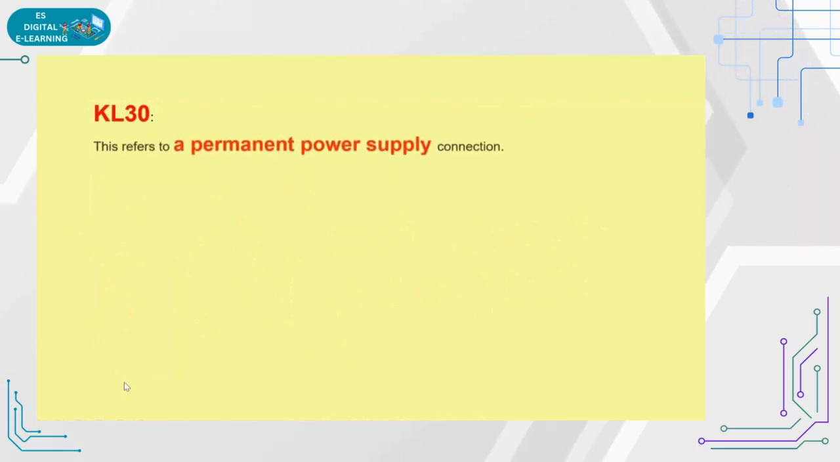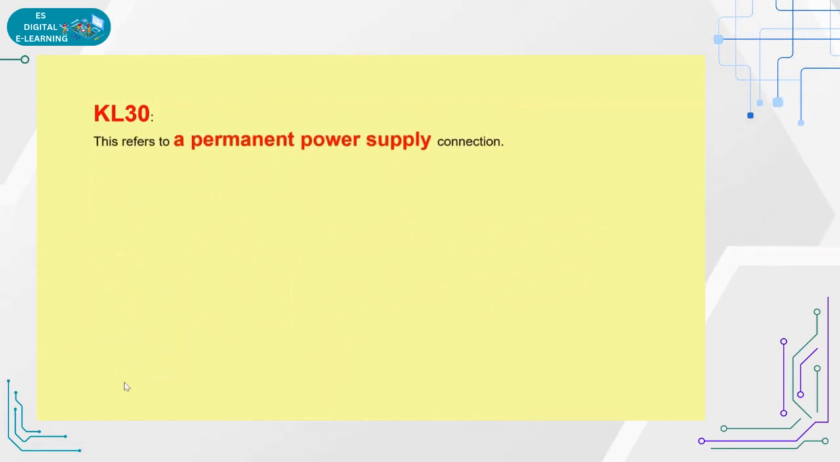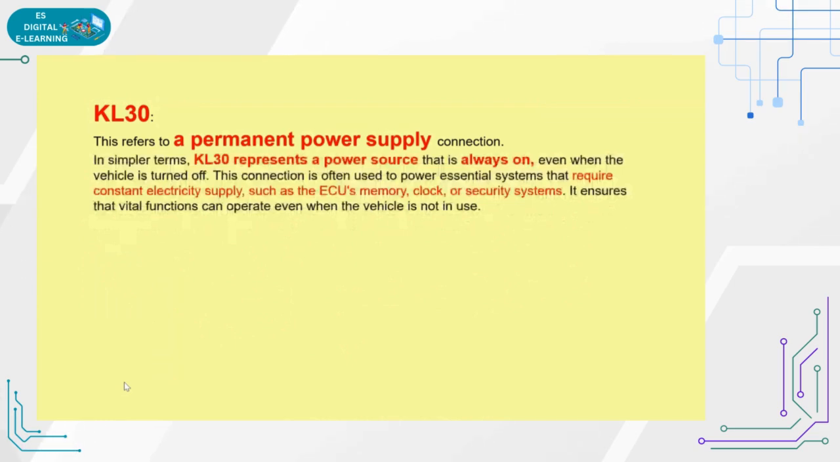So KL30 refers to the permanent power supply connection. In simple terms, KL30 represents the power source, which is supplying power, so that it is always on.